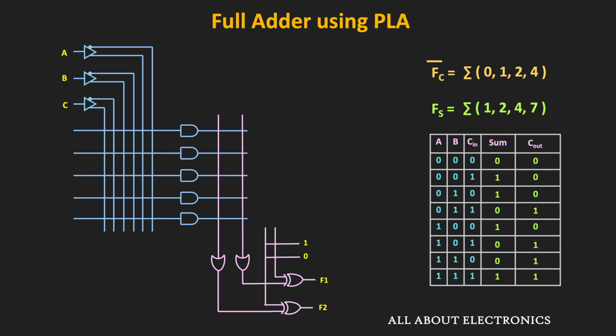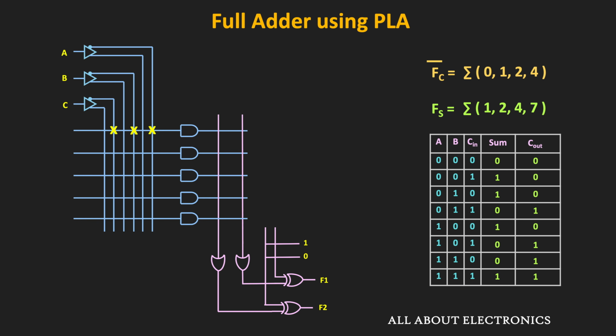Now, if you see this FC dash and the FS outputs, there are 3 common product terms between the 2 outputs. So in total, we will require the 5 product terms. Here, the first required minterm is M0, that is A bar dot B bar dot C bar. So in the AND gate, these A bar, B bar and C bar inputs are connected with the AND gate.